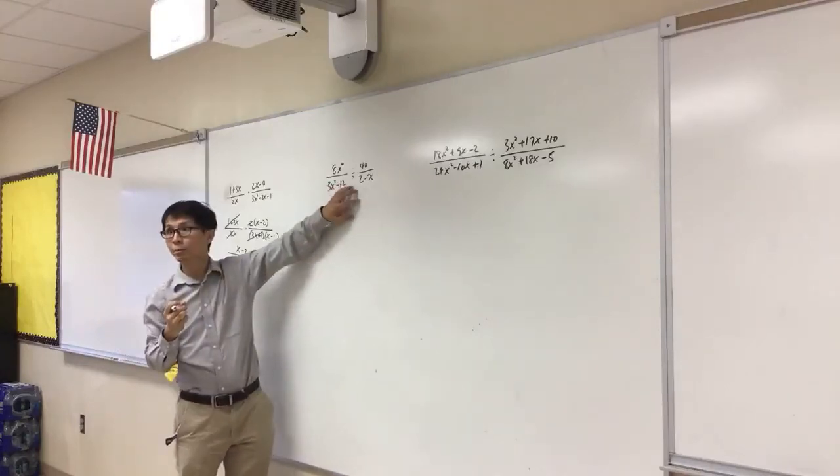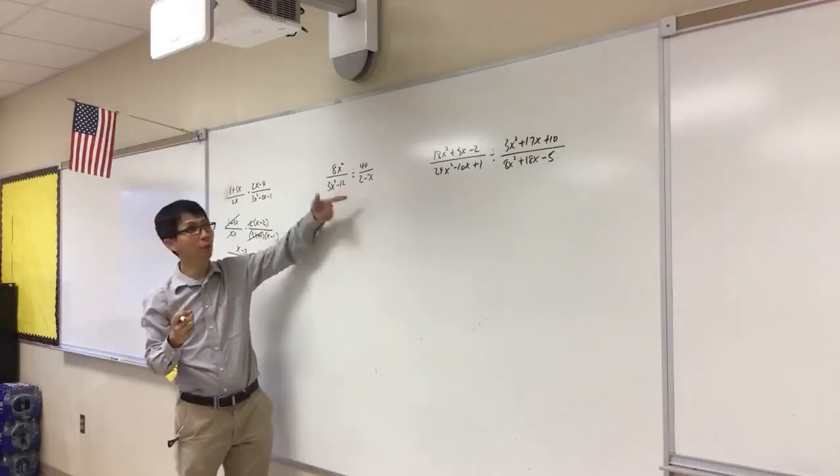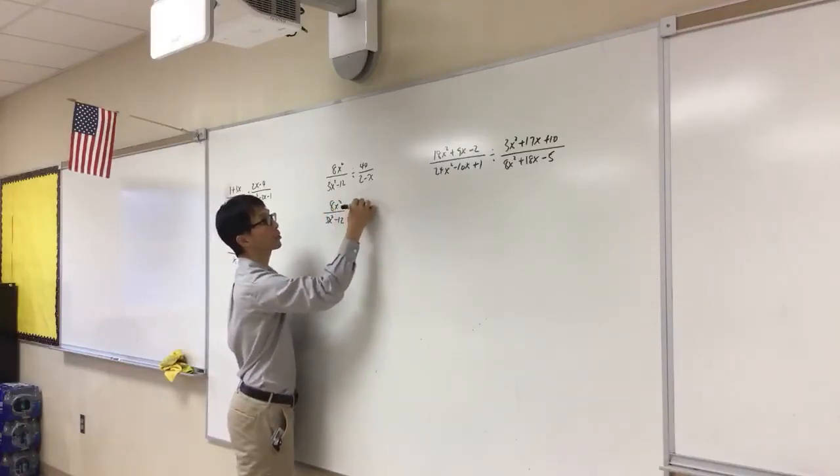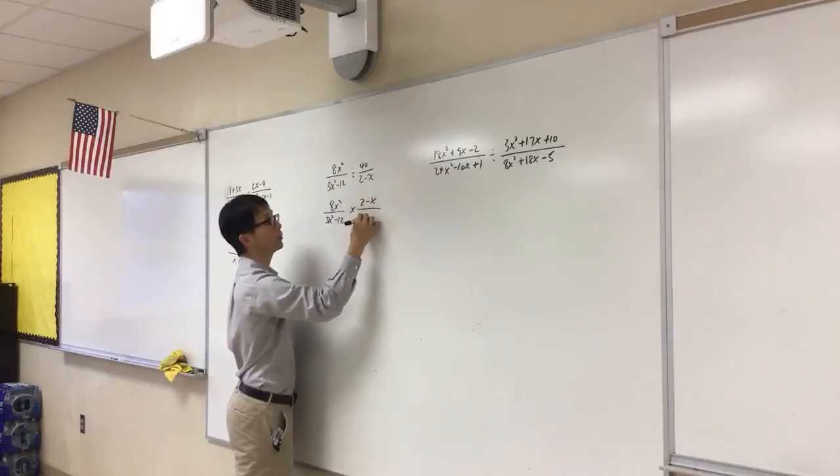The only difference with division is what? You flip it. You flip first. Before anything, you flip first. I'll just rewrite it: times 2 minus x over 40.